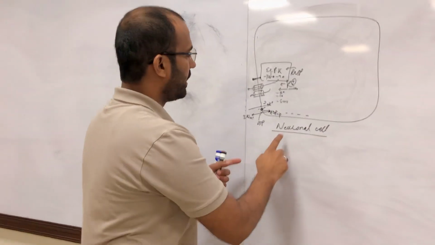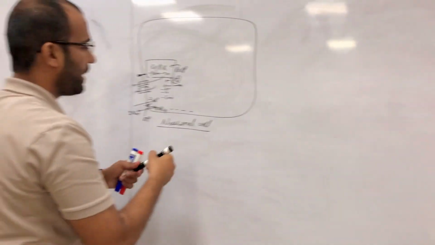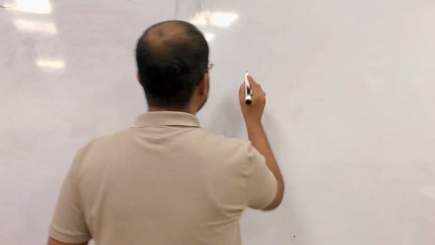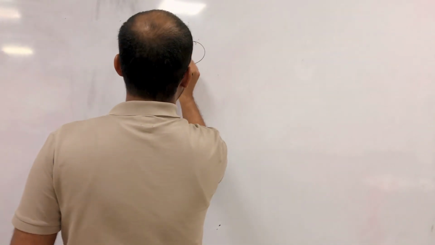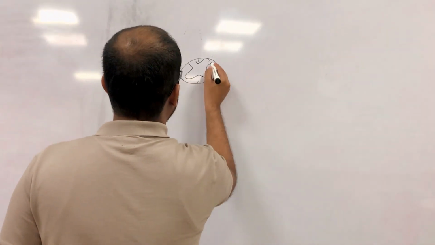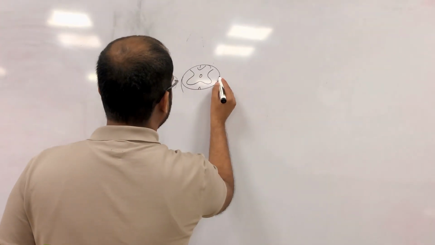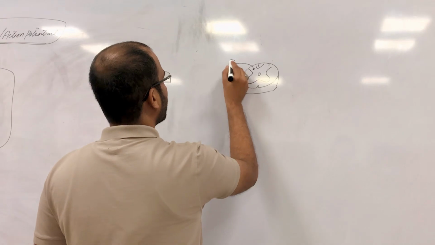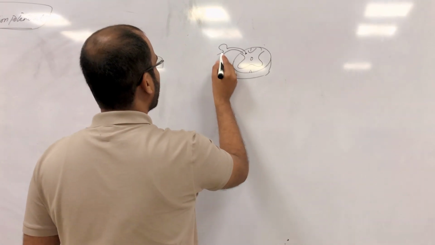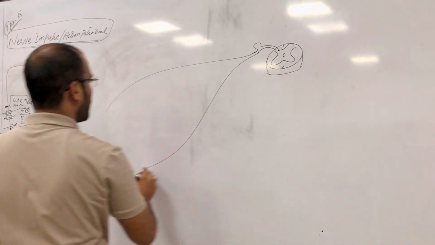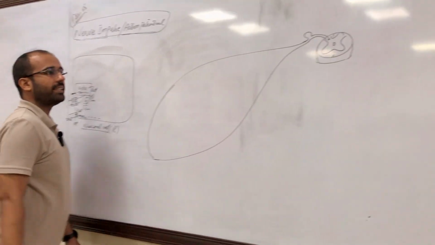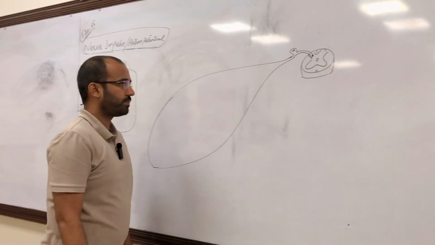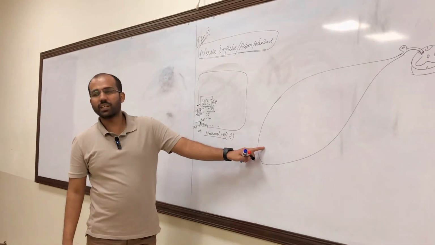Now what happens? Let me draw another cell. This is the neuronal cell at resting. Okay, let me tell you. This is, you know, the spinal cord, and from here there is a neuron. Just suppose this is one sensory neuron ending at my fingertips. Now this could be the dendrite or axon.